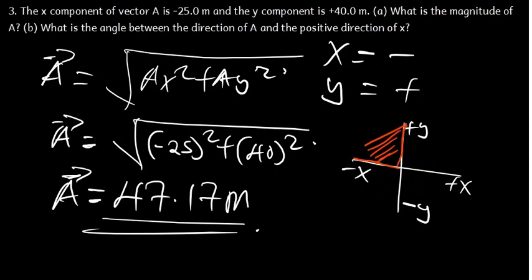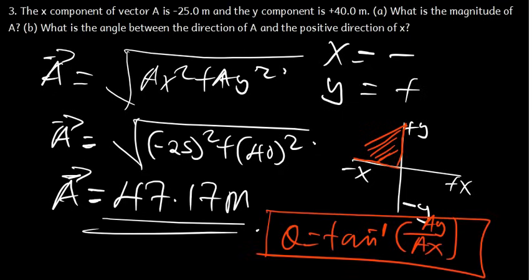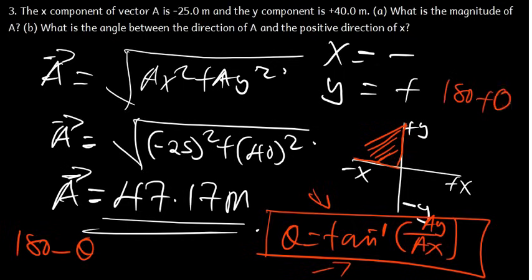If the angle falls in the second quadrant, using this formula, theta is equal to tan inverse AY divided by AX, we are going to plug in positive values in this formula. Then we are going to say 180 minus the theta which we find, provided that we plug in positive values only here. If both x and y components are negative, plug in only positive values, ignore the negative, then if it falls in the third quadrant, you're going to say 180 plus the theta which you find.